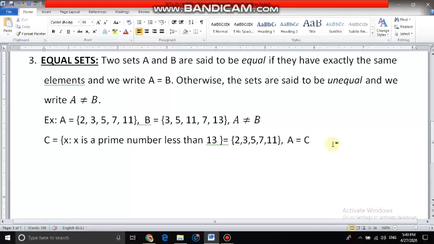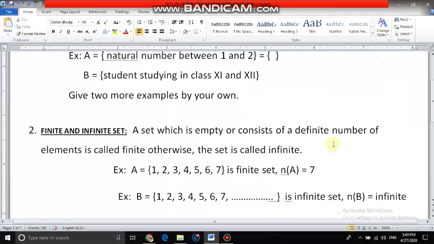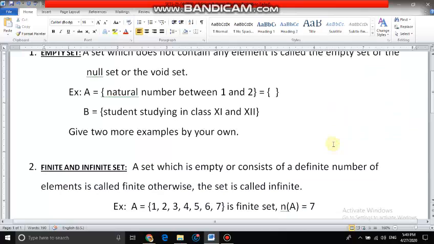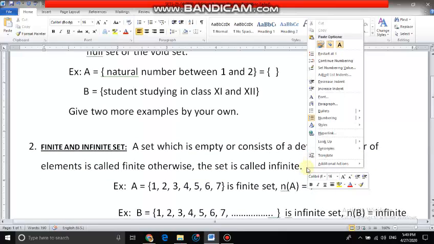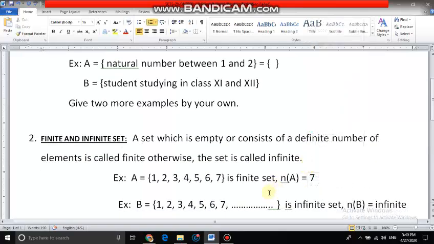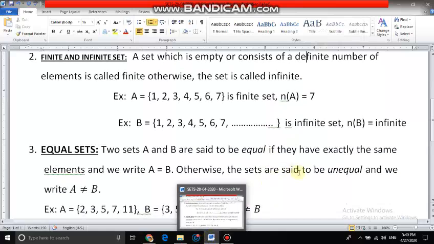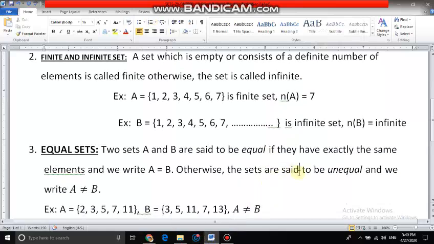So these are the types of sets which you have: empty set, finite or infinite set, and equal set. You can go through the definitions, and examples are given in the textbook. Solve the examples first, then start exercise 1.2.